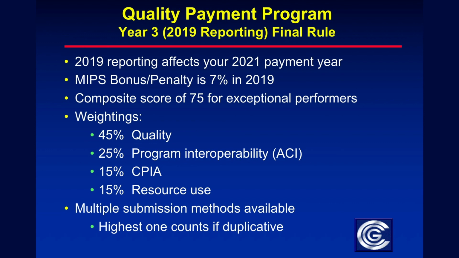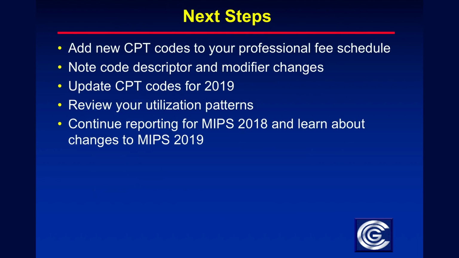Multiple submission methods are available for MIPS: claims, EMR, and registry. The highest one counts if there are duplicates. There are several steps that you can take to adapt to these changes. Add new CPT codes to your professional fee schedule, note code descriptor and modifier changes, update CPT codes for 2019, review your utilization patterns, and lastly, continue reporting for MIPS 2018 and learn about changes to MIPS 2019.